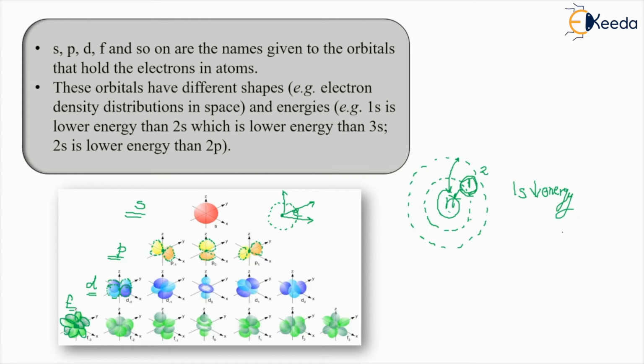As we keep on increasing the energy levels, that means from 1 we go to 2, we go to 3, and so on, the energy level will also increase. Why? Because as we move further and further away, the nucleus will not have a lot of effect on the various shells which are going ahead.